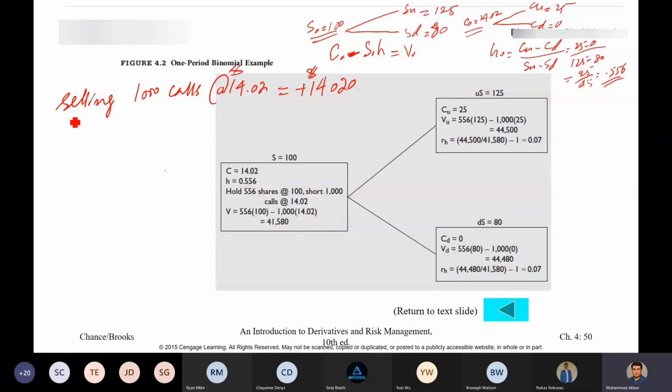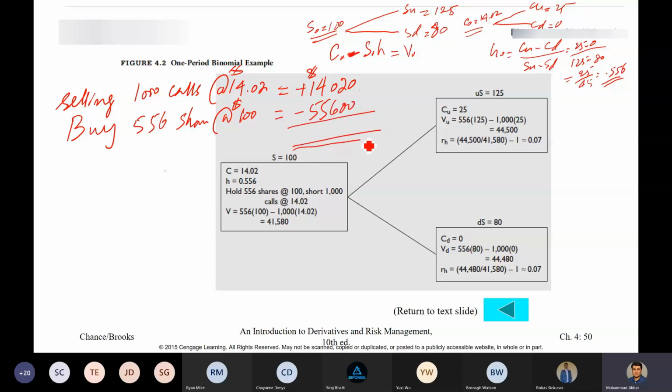Now, to hedge this risk, he needs to buy how many shares? The hedge ratio is 0.556. So he needs to buy 556 shares, and each share right now is selling at a price of $100. So how much is the amount needed to buy 556 shares? 55,600 is the amount needed.